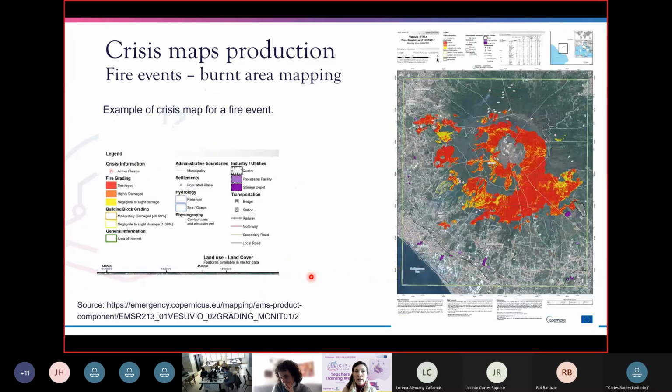Okay, then we need to produce the crisis map. So here you see another example of crisis map. Again, I have put the legend here with the destroyed, highly damaged, negligible to slight damage detection. You can see here also possible damage, which is detected with respect to buildings, and also other details which are represented in the map.